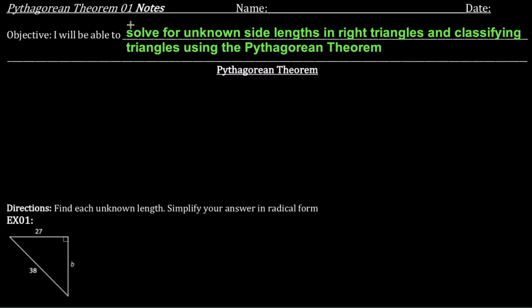All right, so in this lesson, we are going to solve for unknown side lengths in right triangles. And I will be able to classify triangles using the Pythagorean theorem. So classify triangles using the Pythagorean theorem.